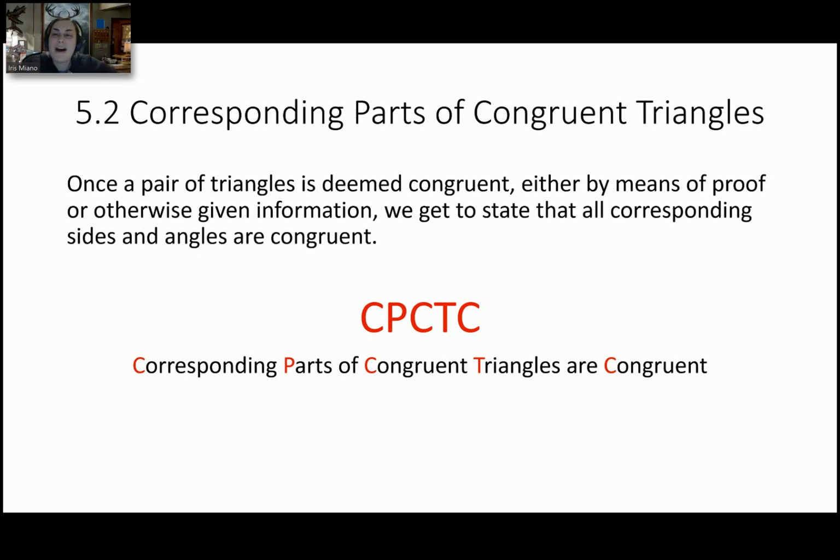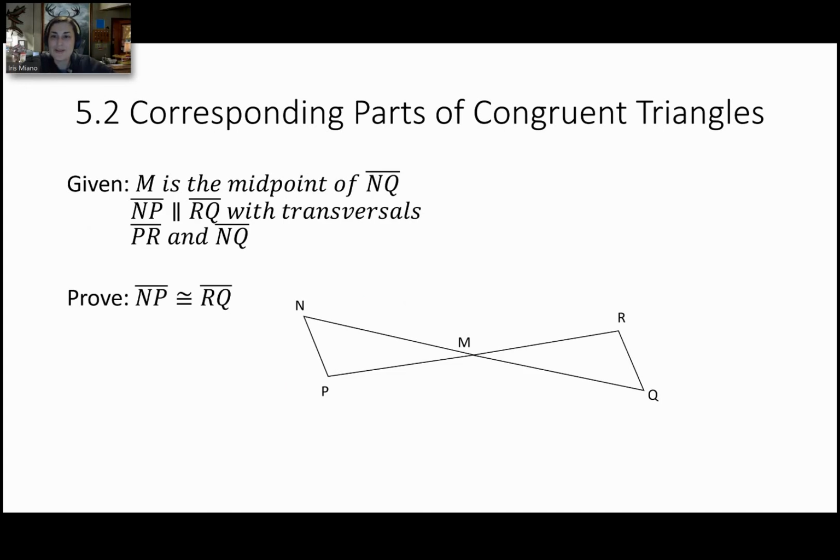Okay, now when would we need this? How would we use this? Let's dive right into an example proof. Here we are given this figure, which is two triangles that have a shared vertex of M, which happens to be the intersection of line segments PR and NQ. That's just what we gleaned from the figure.